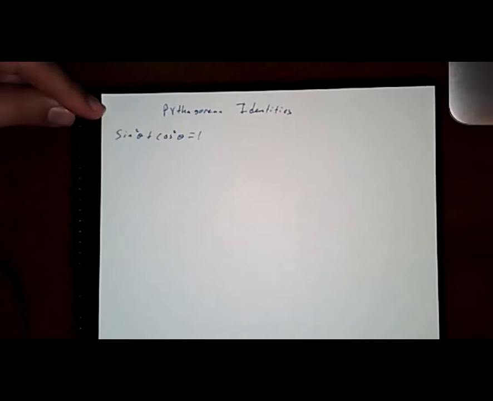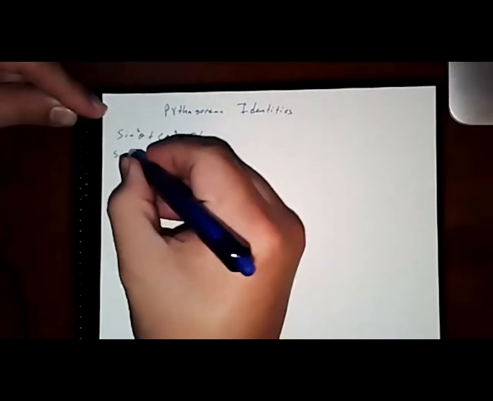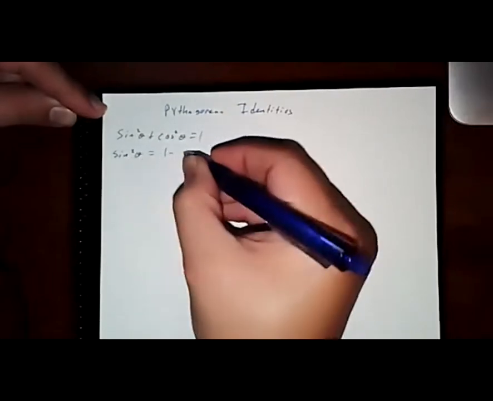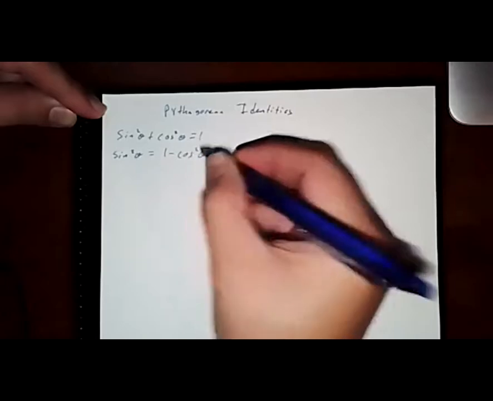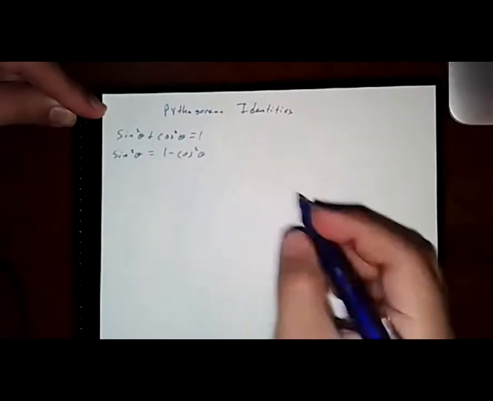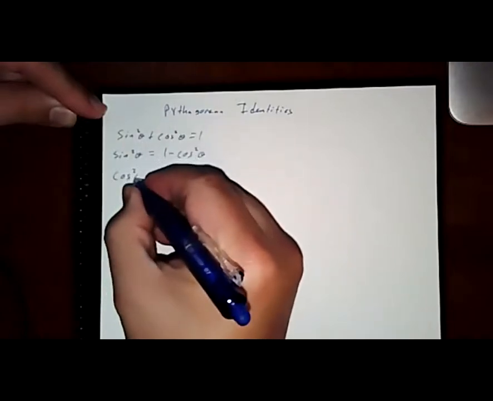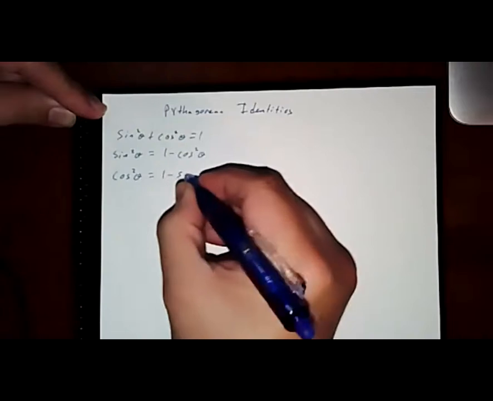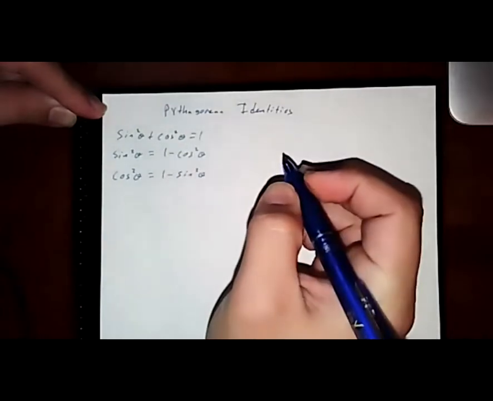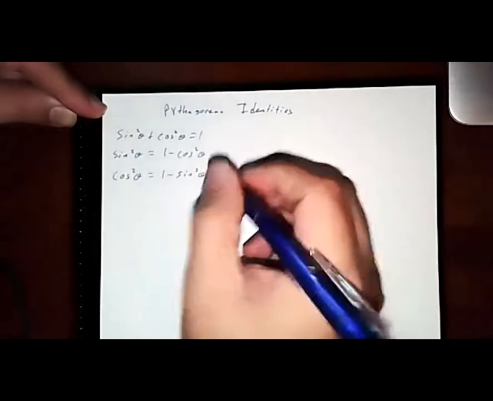Okay, so what you can do is basically subtract the cosine squared over, and then I have a new formula. Sine squared is equal to 1 minus cosine squared, by subtracting cosine squared from both sides. Now, if I were to subtract sine squared over there, you'd have cosine squared theta equal to 1 minus sine squared theta. So see how we've made 2 more formulas using the original.